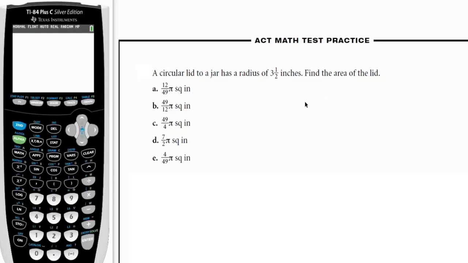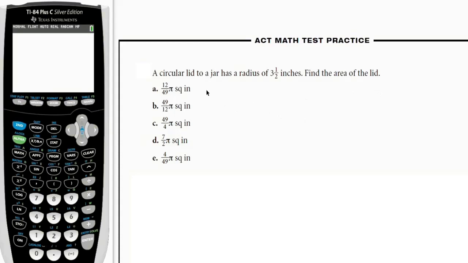In this video, we're going to learn how to solve this ACT math question using our fast TI-84 Plus scientific calculator. Alright, so the question says a circular lid to a jar has a radius of 3 and 1/2 inches. Find the area of the lid.